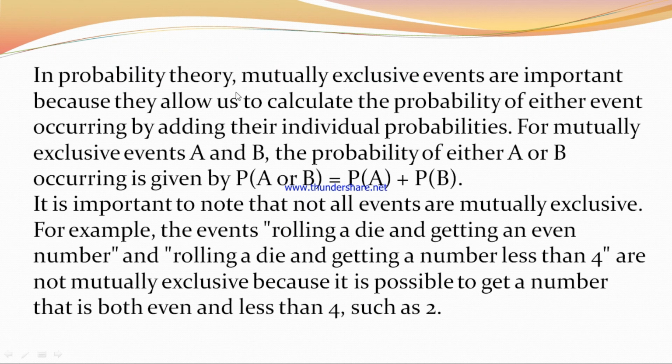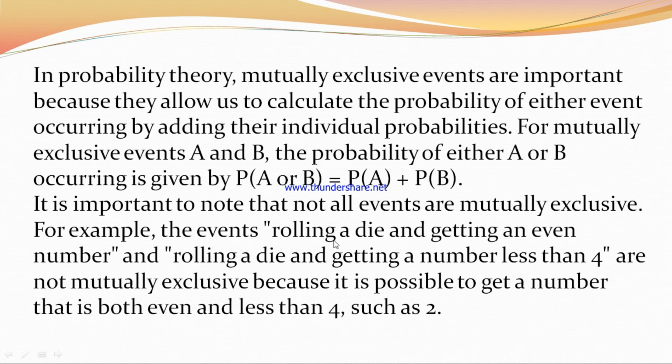In probability theory, mutually exclusive events are important because they allow us to calculate the probability of either event occurring by adding their individual probabilities. For mutually exclusive events A and B, the probability of either A or B occurring is given by P(A or B) = P(A) + P(B). We use this formula.